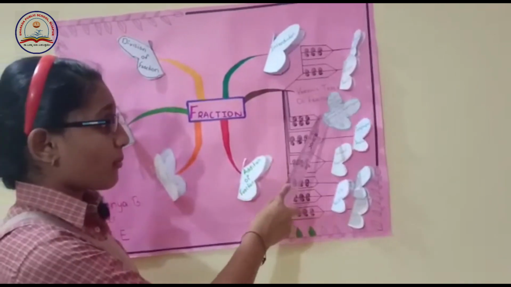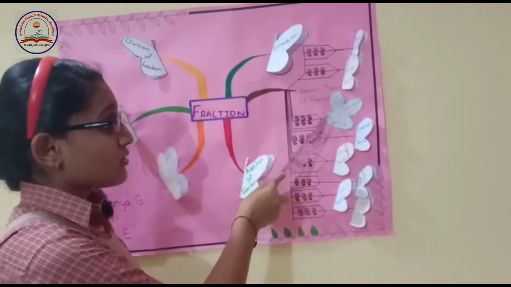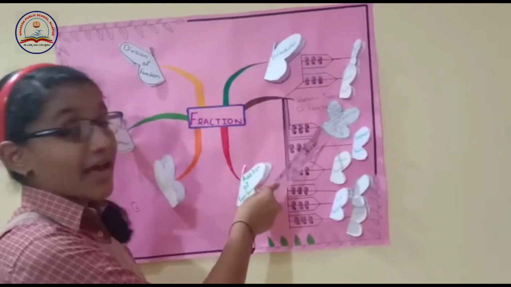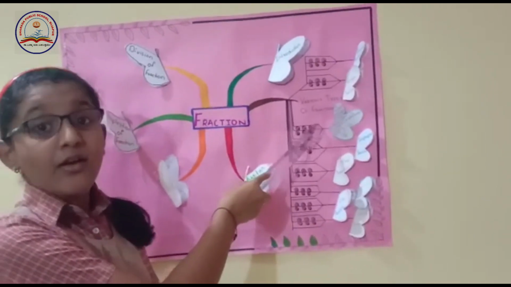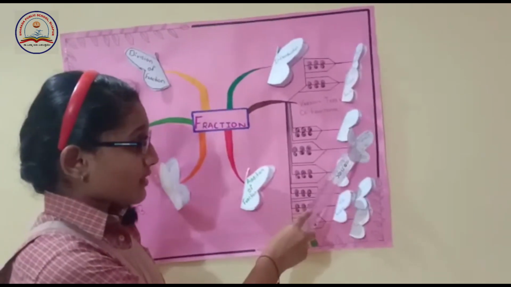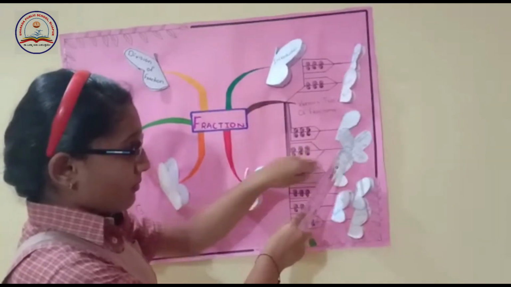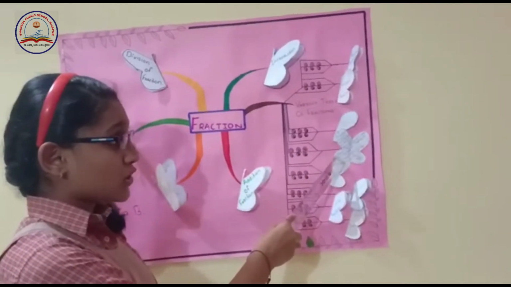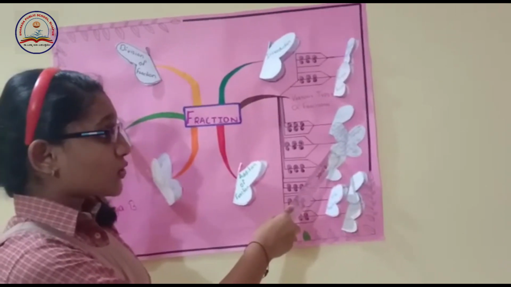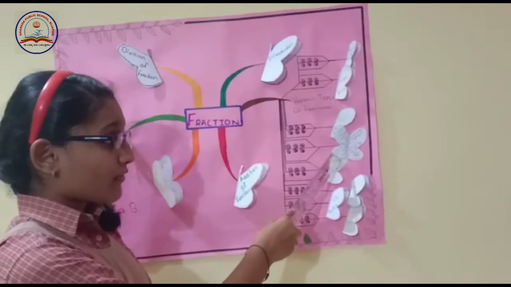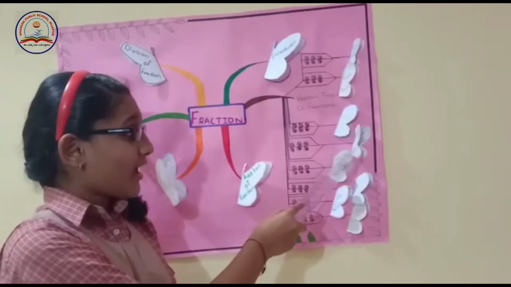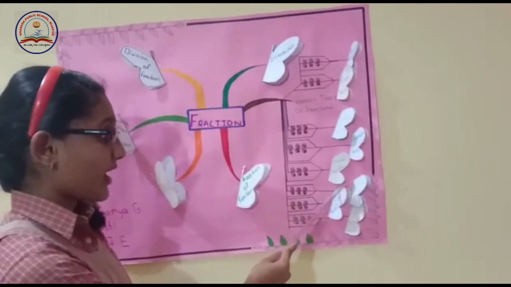Third one is a proper fraction. A fraction whose numerator is less than its denominator is called a proper fraction. Example, 3 by 7, 4 by 8, 5 by 6, etc. Next is improper fractions. A fraction whose numerator is more than its denominator or equal to its denominator is called an improper fraction. For example, 11 by 7, 8 by 3 and 56 by 56, etc.